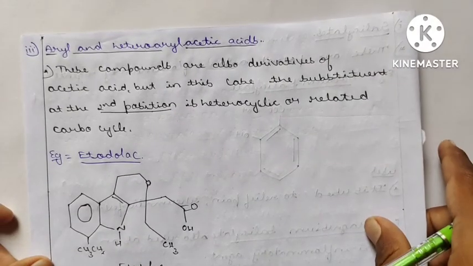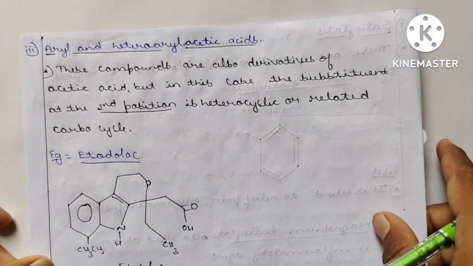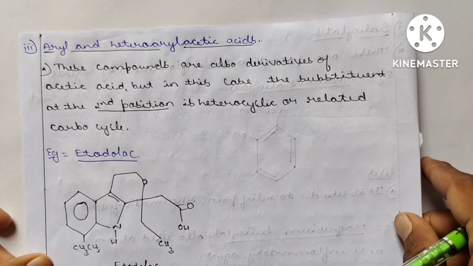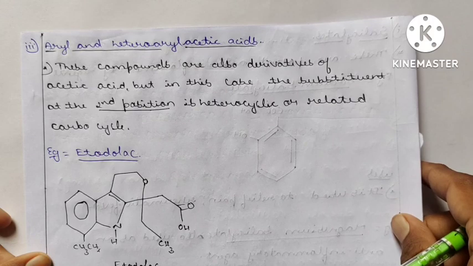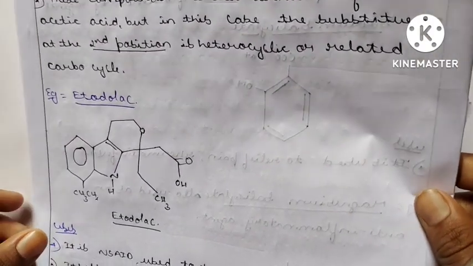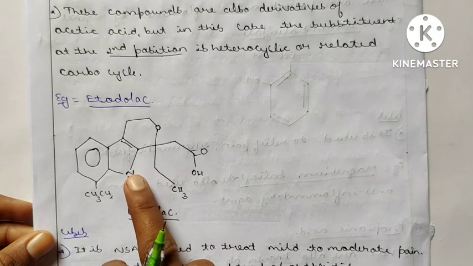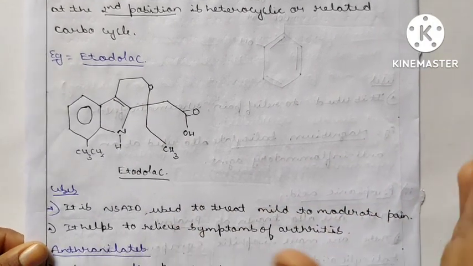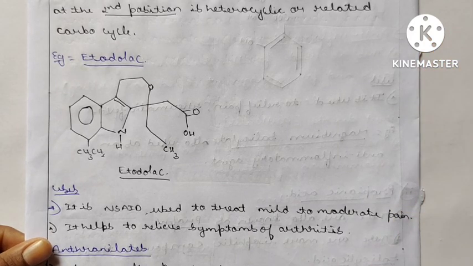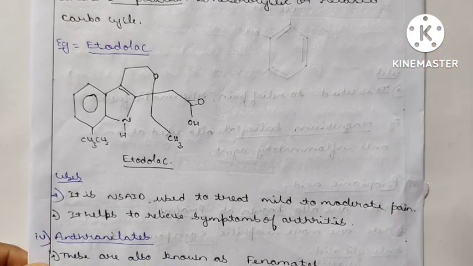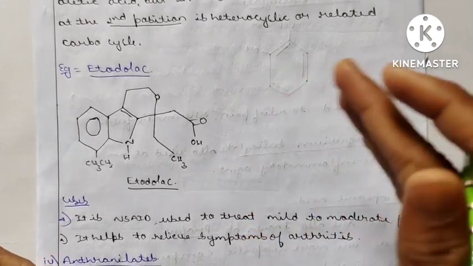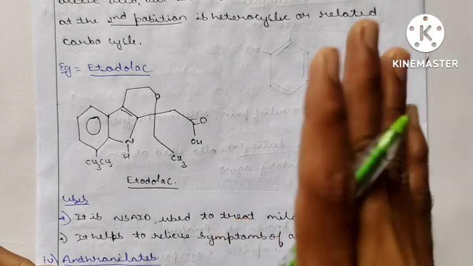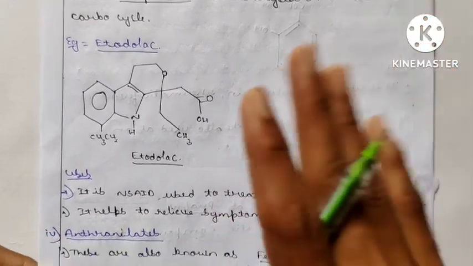Next one, let's move towards the aryl and heteroaryl acetic acids. These compounds are also derivatives of acetic acid, but in this case the substituent at the second position is heterocyclic or a related carbocycle, attached at the second position. Etodolac is an NSAID, non-steroidal anti-inflammatory drug, used to treat mild or moderate pain. It helps to relieve the symptoms of arthritis. Now, at the end of this video I am going to tell you a very important point. By this point you will get the 10 marks. So watch the video until the last.